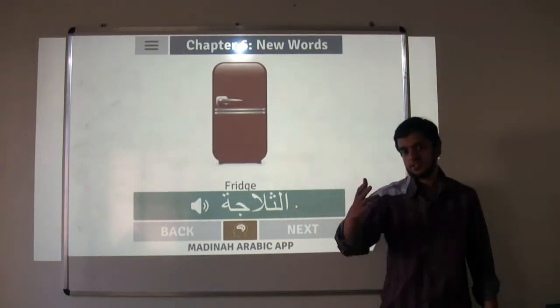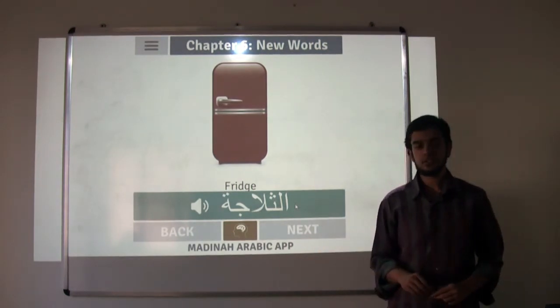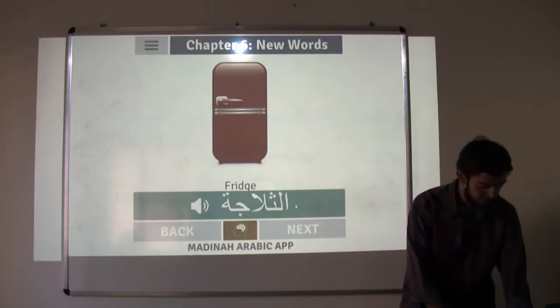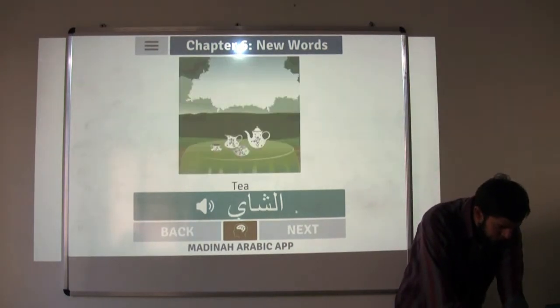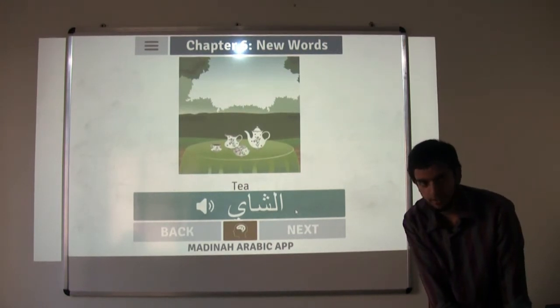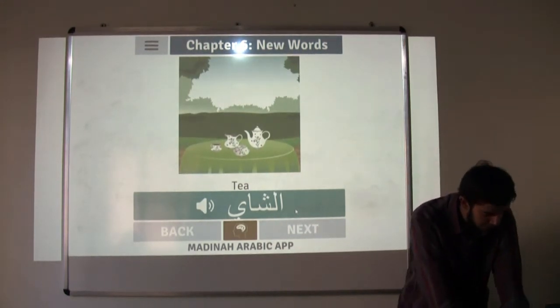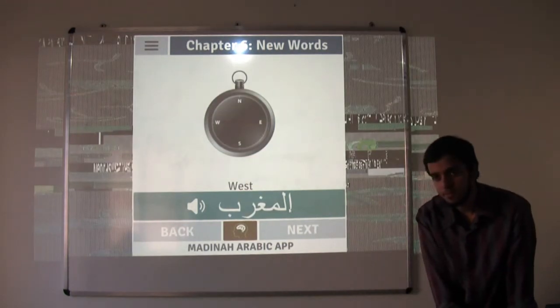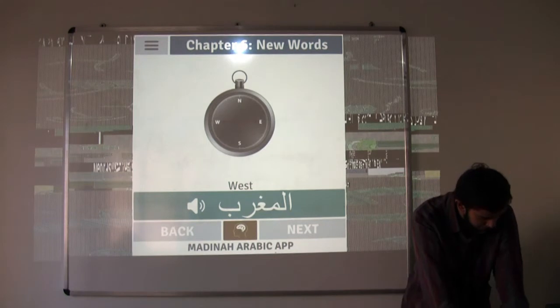Okay, I've mentioned this in this one. All of these are mentioned in this one as well. Thallaja means fridge, as you can see. Thallaja. Okay, shai, chai, shai. It's simple, easy to remember. Shai, chai, shai. Okay. Maghrib. Maghrib we know. Maghrib is west.